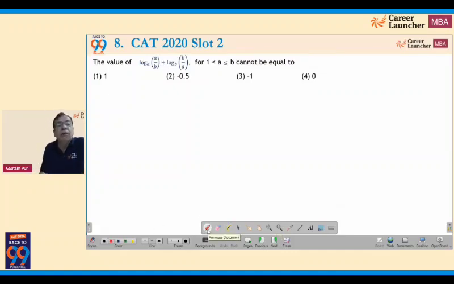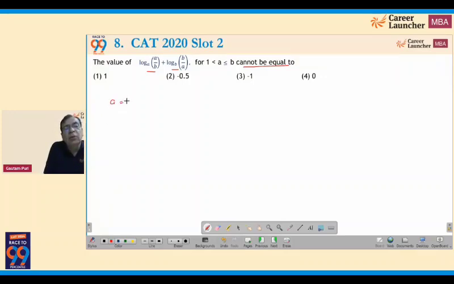The value of log of a by b base a plus log of b by a base b, for 1 less than a less than or equal to b, cannot be equal to. What should you do? Start putting values. This is a general case which is given. Why am I saying general case? Because I don't know what value. It is true for all values of a and b. So if it is true for all values of a and b, it should be true for my values of a and b also.